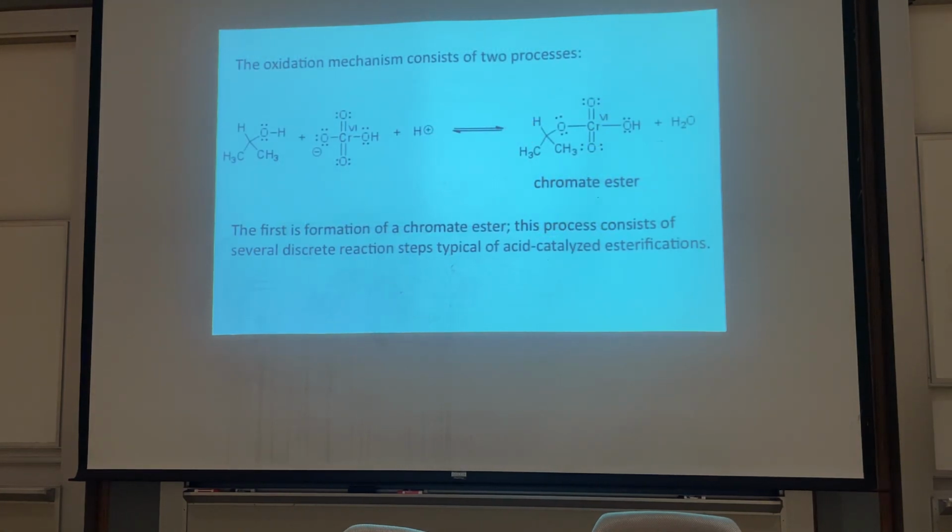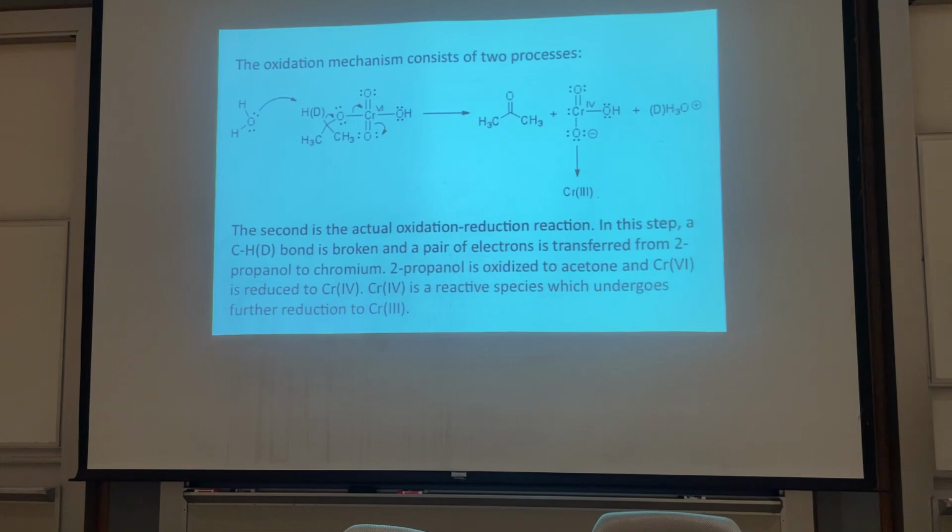The oxidation mechanism consists of 2 processes. The first is formation of a chromate ester. This process consists of several discrete reaction steps typical of acid-catalyzed esterifications. The second is the actual oxidation-reduction reaction.